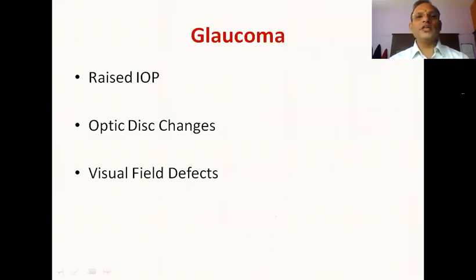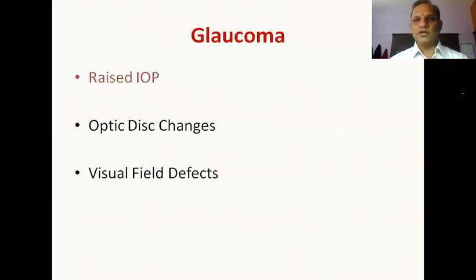Glaucoma is a disease consisting of a triad of raised intraocular pressure, optic disc changes, and visual field defects. The raised intraocular pressure is the major risk factor, which may or may not be present. In the recent past, there are other reasons where you can get glaucoma, like normotensive glaucoma, without raised intraocular pressure. But raised intraocular pressure is the major risk factor in the development of glaucoma. So we need to know the major reasons why there is raised intraocular pressure.